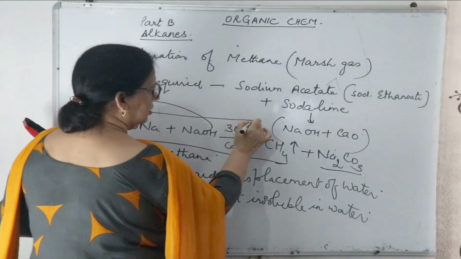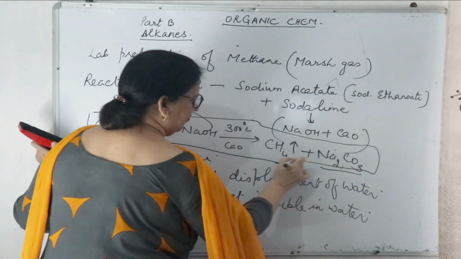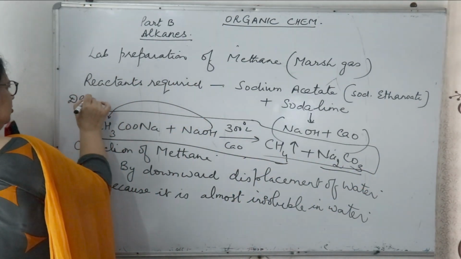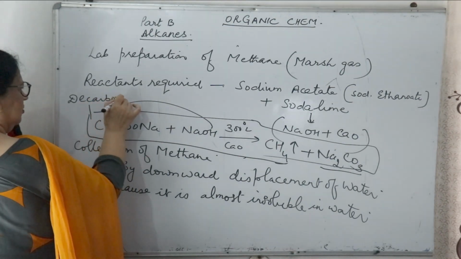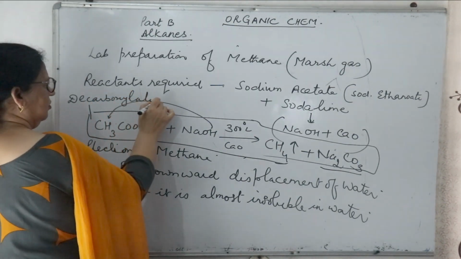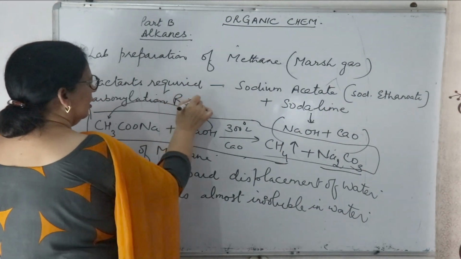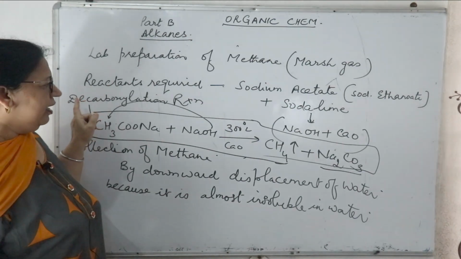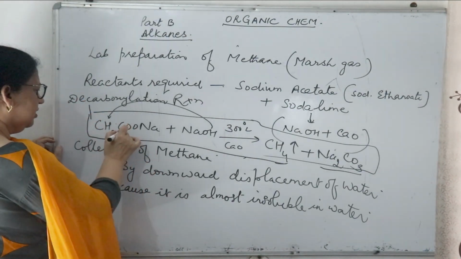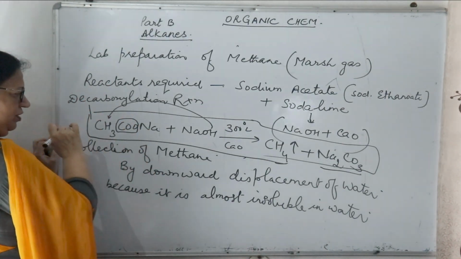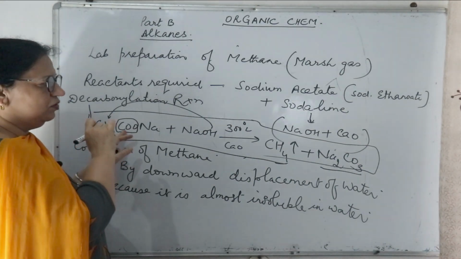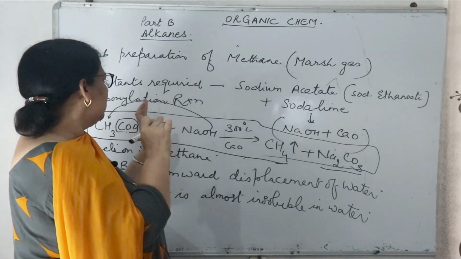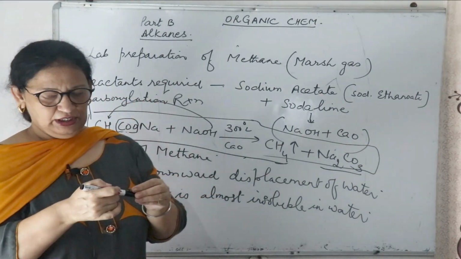This reaction is called decarboxylation reaction. What is a decarboxylation reaction? In the reaction, a carbon dioxide molecule is removed from the carboxylic acid. So that is why this is called decarboxylation reaction.